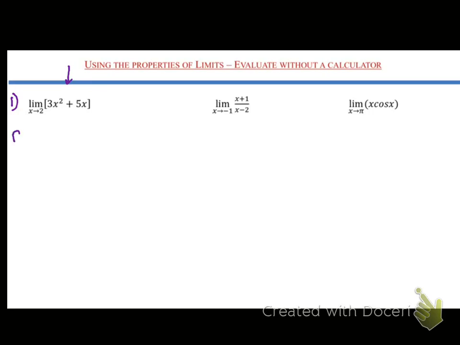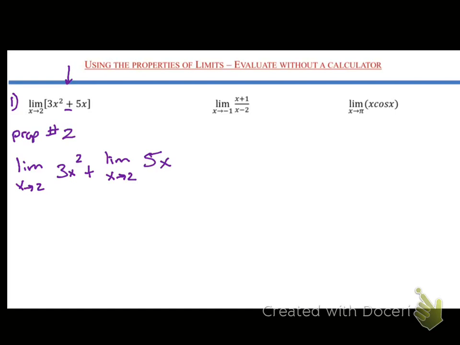from the properties of limits, property number 2, which says that I can take the sum of these two functions and I can add the same limit. What I mean is I can apply the limit to both of those components, the first part and the second part, and just use this addition.